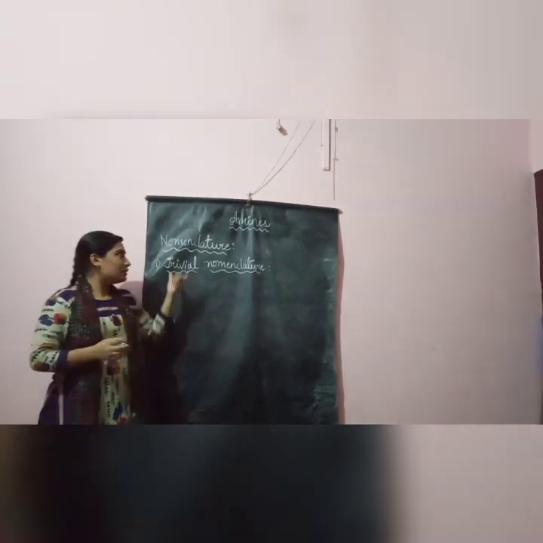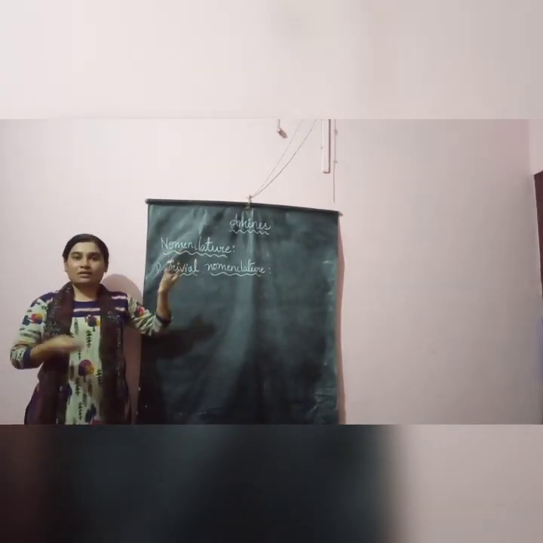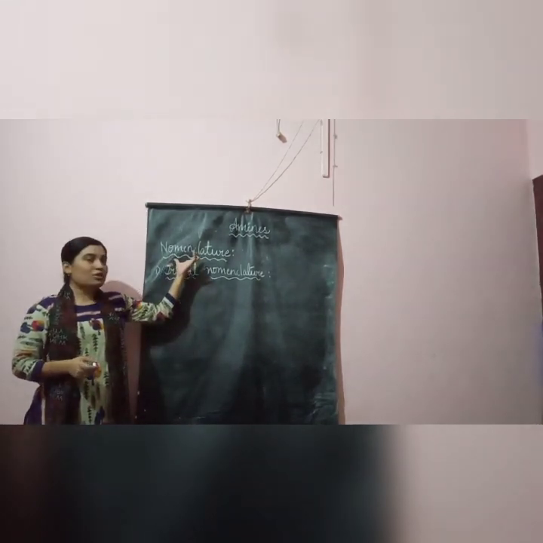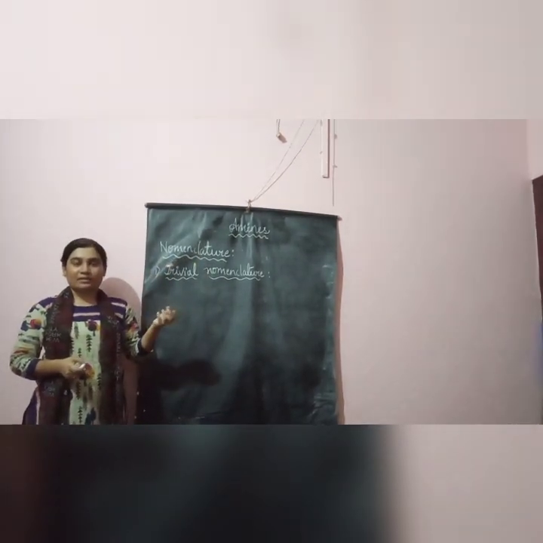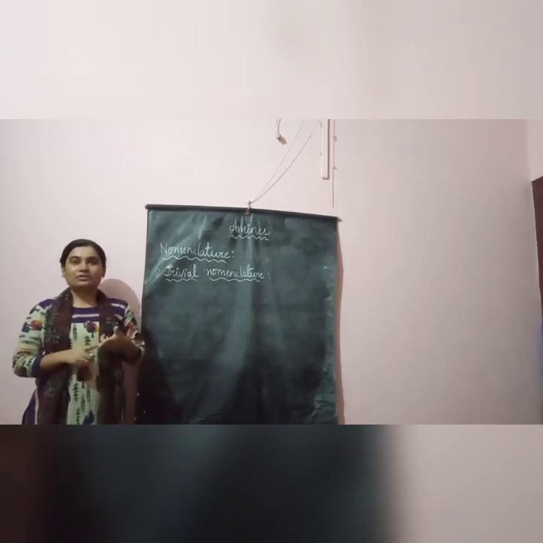So next I'll start with the nomenclature. The main part of your first PUC had nomenclature in organic chemistry. In that you had learned nomenclature. We have two types of nomenclature: common nomenclature and IUPAC nomenclature.